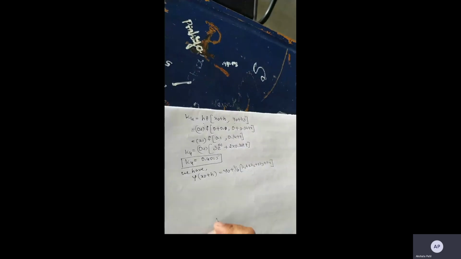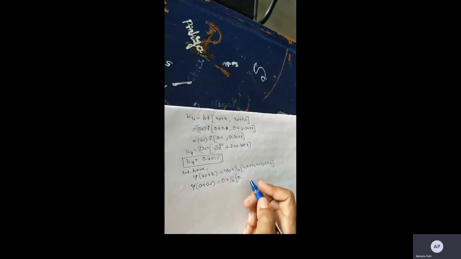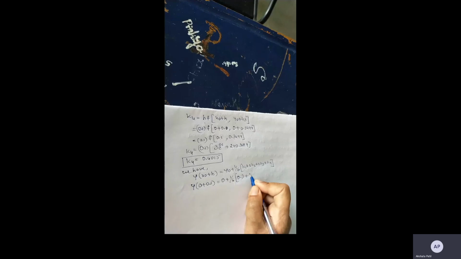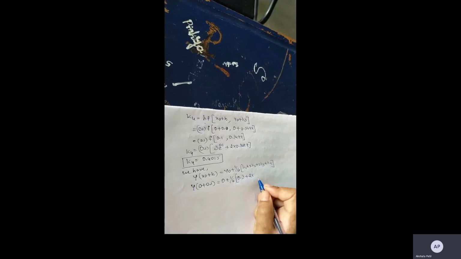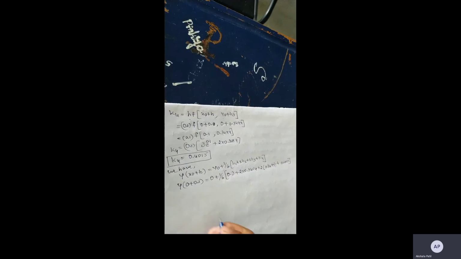Y of x naught plus h, which is y of 0.1, is equal to y0 value is 0 plus 1 by 6 into k1 value we already obtained above. So substitute all the k1, k2, k3, k4 values here. K1 is 0.3 plus 2 into k2 value is 0.3454 plus 2 into k3 value is 0.3499 plus k4 value is 0.4015.